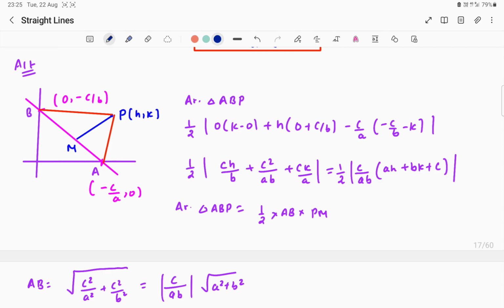Now if you connect P, B and A, you can see there is a triangle, isn't it? So all the three coordinates P, A and B are known. With the help of the triangle coordinates, you have learned in 10th standard how to find the area of the triangle. I hope you know: half mod of x1 into (y2 minus y3) plus x2 into (y3 minus y1) and plus x3 into (y1 minus y2).